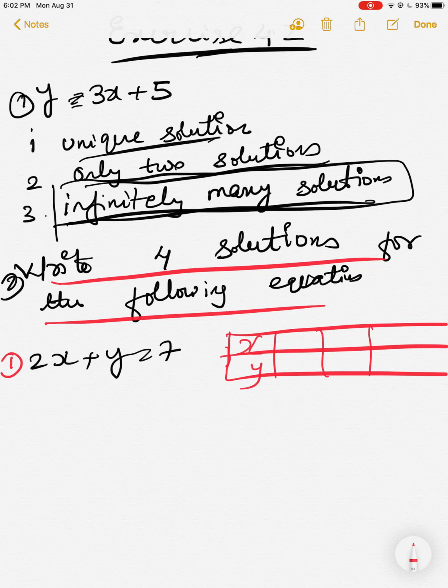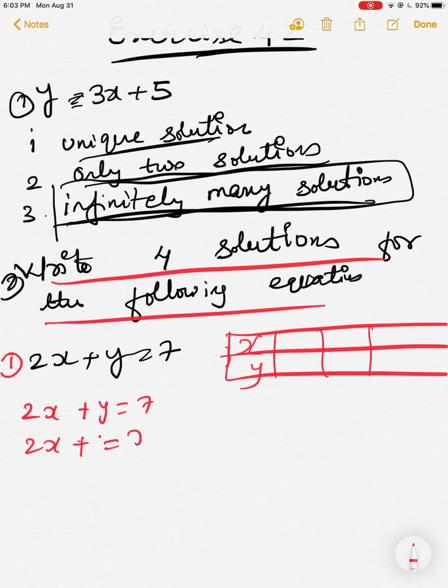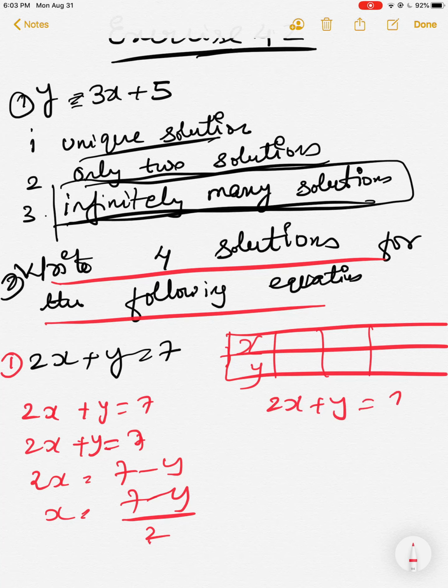Now I told you, bring it in either x form or y form. So supposing if I bring it in the x form, 2x plus y is equal to 7. 2x is equal to 7 minus y, when y goes to that side it becomes minus. So x is equal to 7 minus y upon 2. So here you take the y value and then divide by 2, one extra step. If I bring it in the y form, 2x plus y is equal to 7, y is equal to 7 minus 2x.